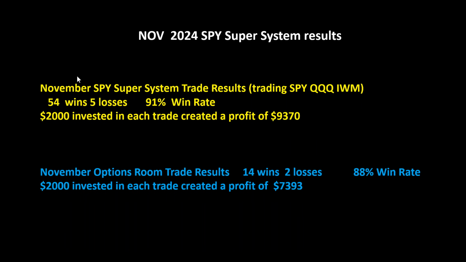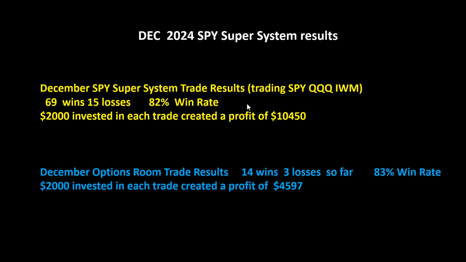So that was October. Here's November. SPY super system being the methodology using the indexes. 54 and 5, $93.70. In the room, we were 14 and 2 for $73.93. So again, I don't post these, so these are going to vary a lot depending upon the individual trader's skill level and ability to trade quickly off of these 5-minute charts.